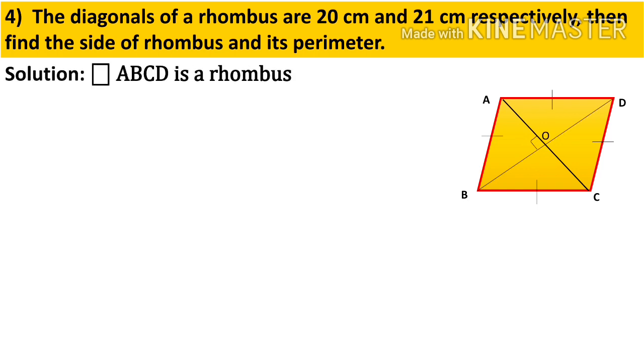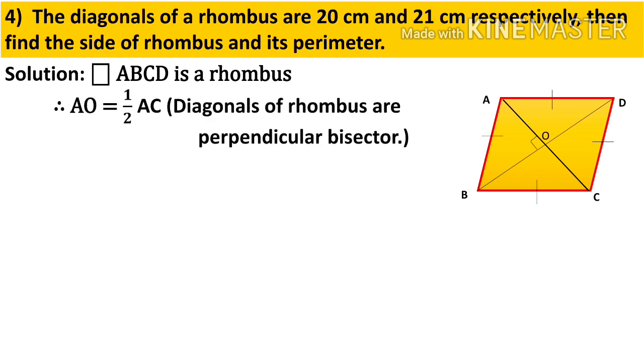Solution. Quadrilateral ABCD is a rhombus. AO is the half of AC. Diagonals of a rhombus are perpendicular bisector. So one diagonal is given 21 centimeter. Substitute the value of AC 21. We get the value of AO is 10.5 centimeter.